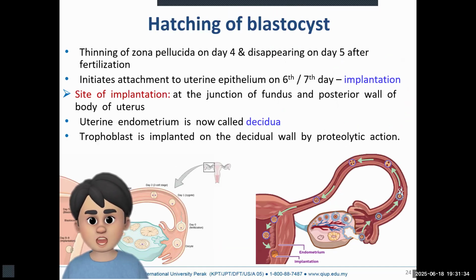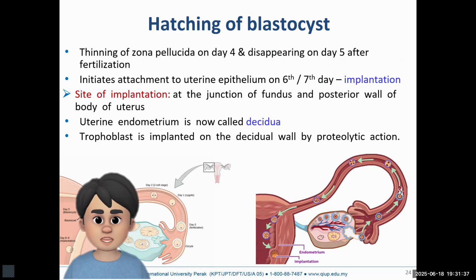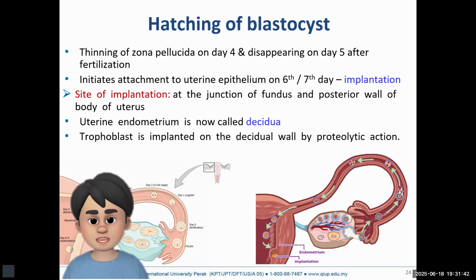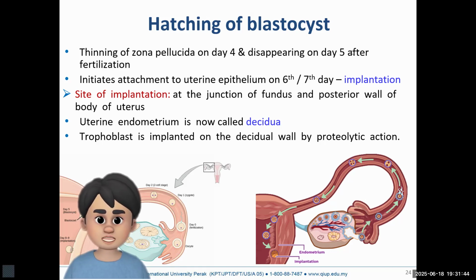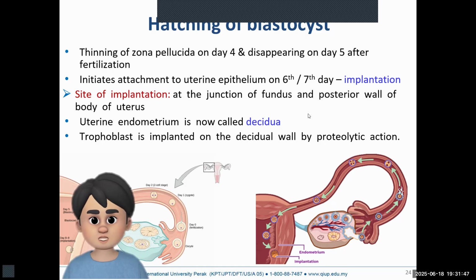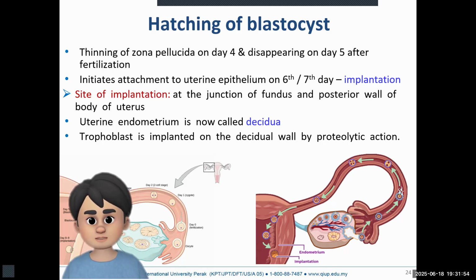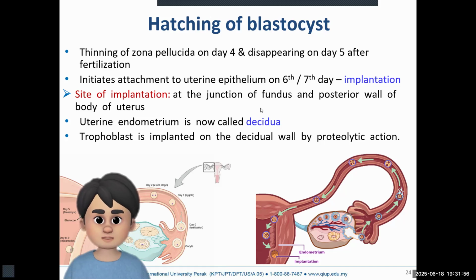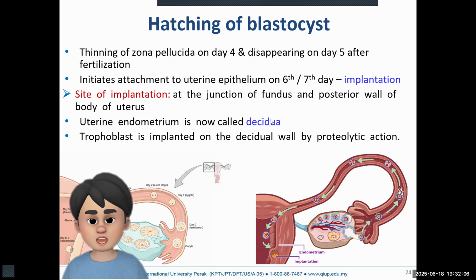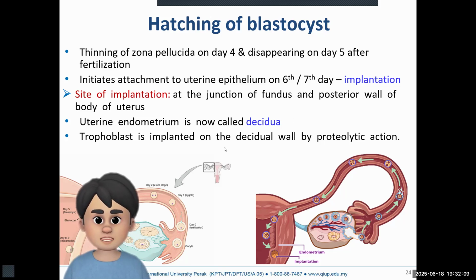Hatching of the blastocyst: thinning of the zona pellucida on day 4 and disappearing on day 5 after fertilization. Attachment to the uterine epithelium is initiated, with implantation on the 6th to 7th day. The site of implantation is at the junction of the fundus and the posterior wall of the body of the uterus. After implantation, the uterine endometrium is called the decidua. The trophoblast is implanted in the decidual wall by proteolytic action. You will see this later.